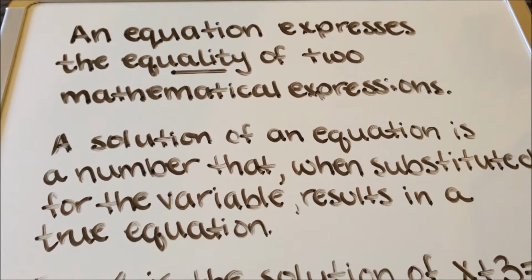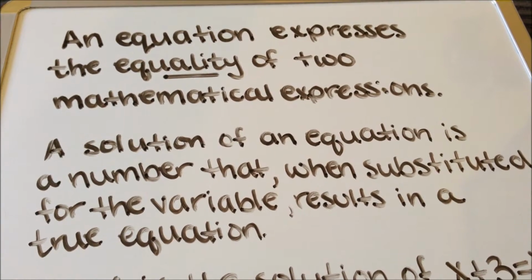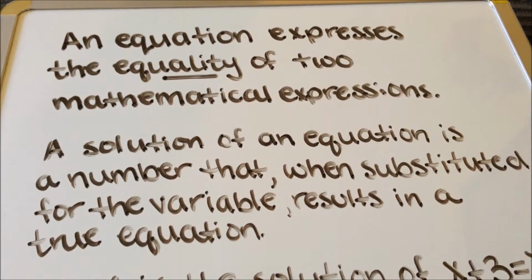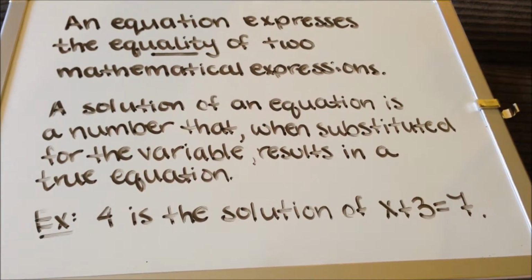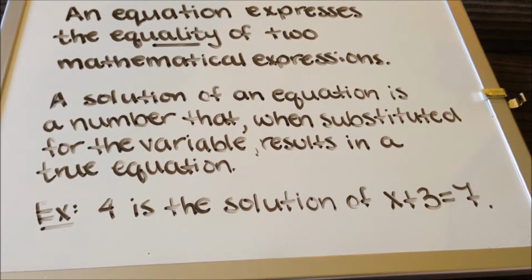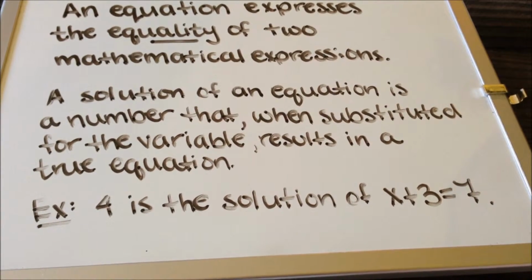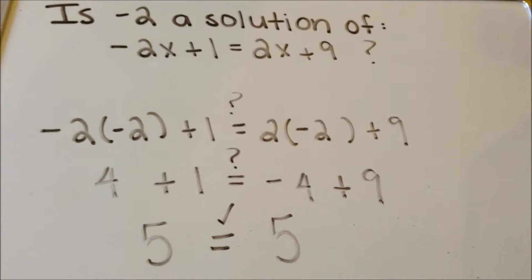A solution of an equation is a number that, when substituted for the variable, results in a true equation. In other words, the left side equals the right side. For example, 4 is the solution of x plus 3 equals 7. If we were to substitute 4 in for x, the variable, we'd get 4 plus 3, which is 7. So 7 equals 7. Let's try the following problem.